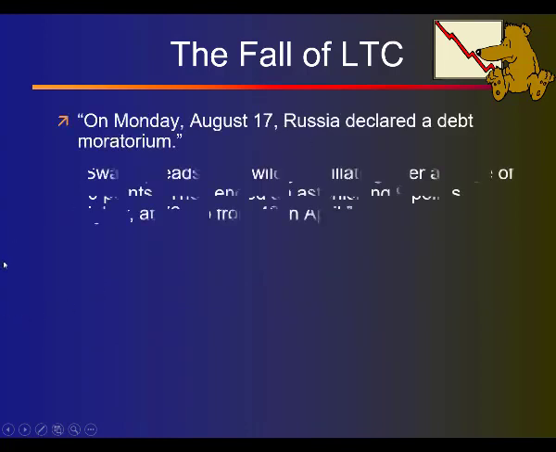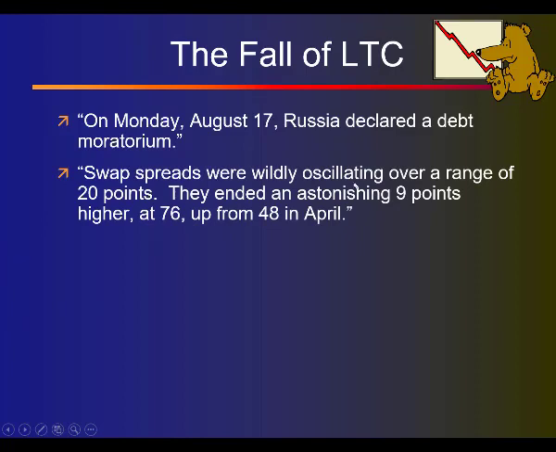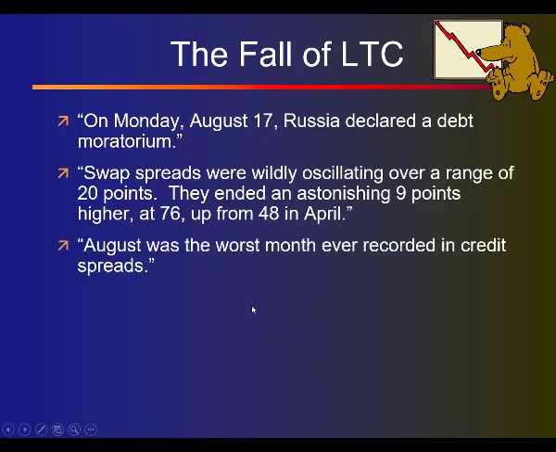Russia declared a debt moratorium. Swap spreads, which we talked about, were oscillating. They got up to 76 from 40. I mean, these are just amazing numbers. Usually swap spreads are only 2 or 3 basis points above treasuries. In fact, there was one period of time where swap spreads were negative to treasuries. August was the worst month ever recorded for credit spreads, at least up till 2008.